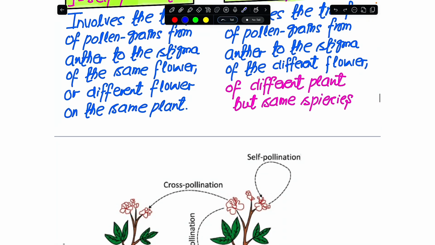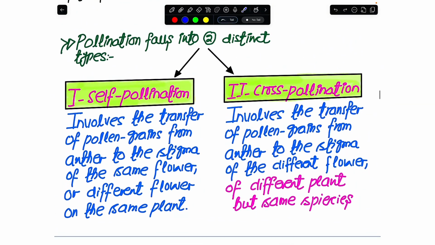So now I will teach you to define these terms, as they are frequently asked in the exam. Self-pollination is the transfer of the pollen grain from the anther to the stigma of the same flower or a different flower but on the same plant. And cross-pollination is the transfer of the pollen grain from the anther to the stigma of a different flower or different plant but of the same species.